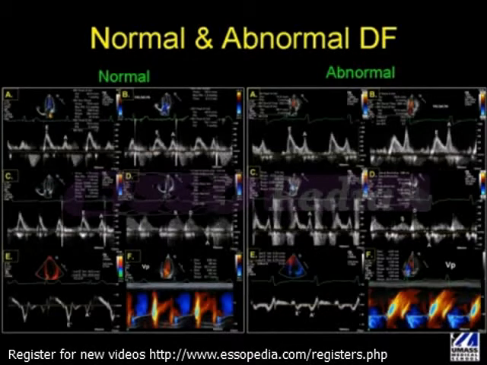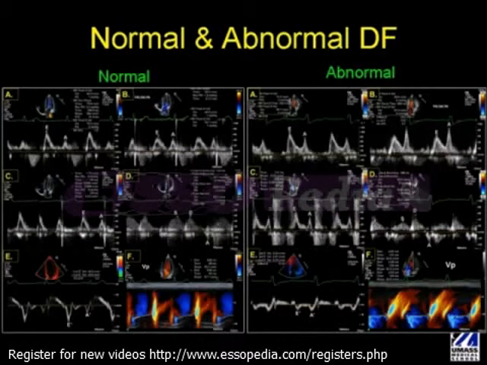And then off to the left here, you can see that in panel E, the tissue Doppler tells a really nice story. You see at the lateral annulus in this normal example, the E prime and E to A prime velocities are well preserved. And if you look at the abnormal example, the E wave in panel E and the A wave and the S prime are all significantly reduced, with a reduction in the E prime velocity.